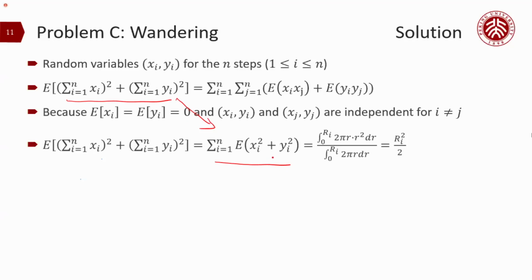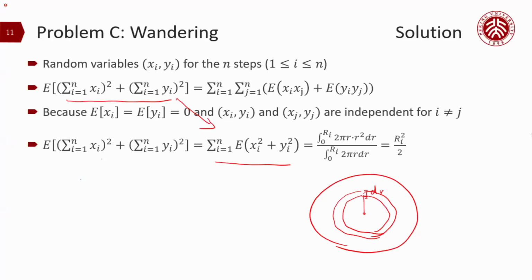The expectation of xi squared plus yi squared is easy to compute by integration along the circle. We have a dr here, and the probability for this radius is proportional to the area inside this band. So using basic integration, we can get the expectation of the squared distance. So this is problem C.